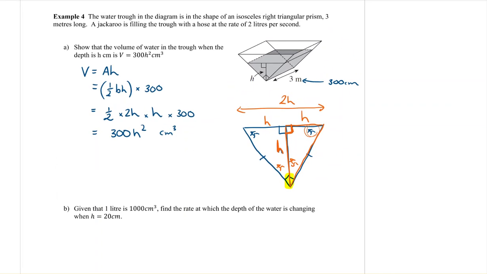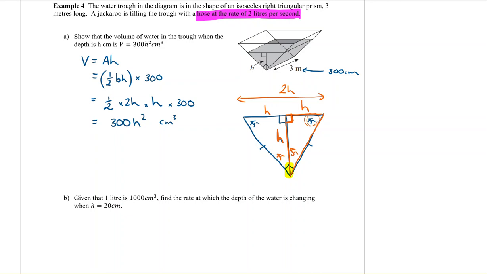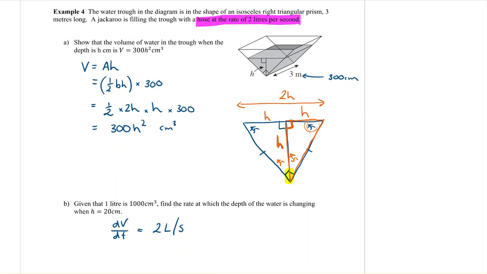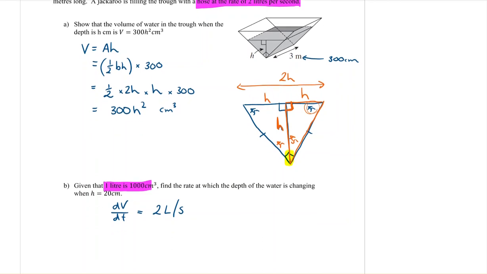Do you remember back here, it said that the trough was being filled at 2 litres per second. That is a rate, isn't it? If I'm filling something at 2 litres per second, litres is what kind of measurement? Volume. It's a volume, it's a capacity. But I can call that a dV over dt. It's how the volume of the water is changing over time. At the moment, we've been told that it is 2 litres per second. We don't want to work in litres though, because our volume formula is in centimetres cubed, which is why it gave me this little conversion. 1 litre is 1,000 centimetres cubed. So instead of saying 2 litres per second, I can change it to 2,000 centimetres cubed per second.